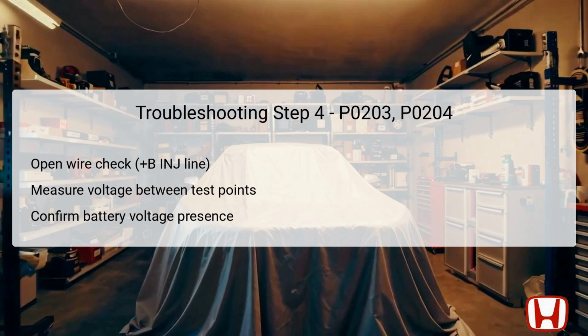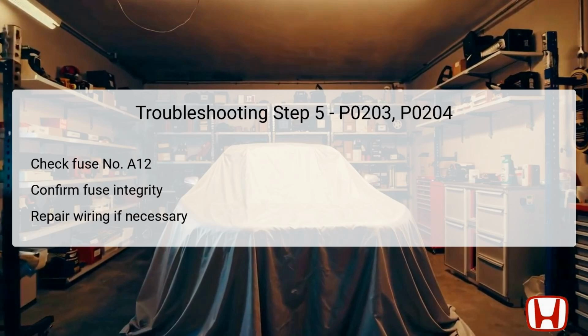However, if no voltage is detected, it indicates a possible wiring issue that needs to be addressed, leading you to step 5. In this step, you will check the condition of fuse number A12, which is part of the injector circuit. Fuses protect electrical components from overload or short circuits, so a blown fuse may indicate a deeper issue. Examine the fuse to see if it is intact.